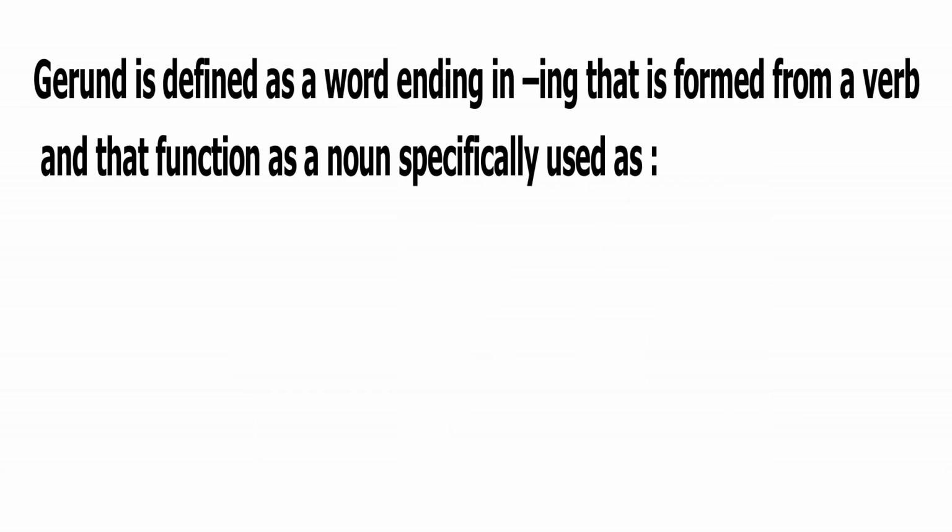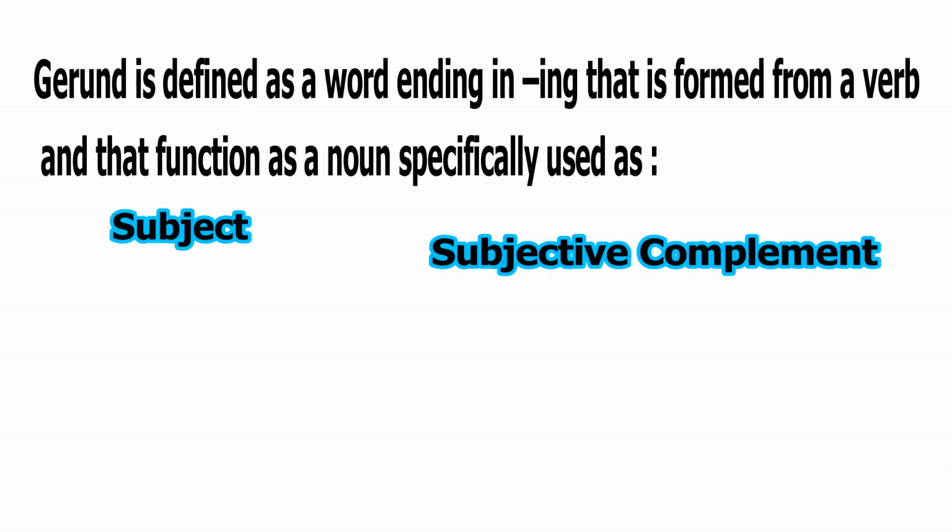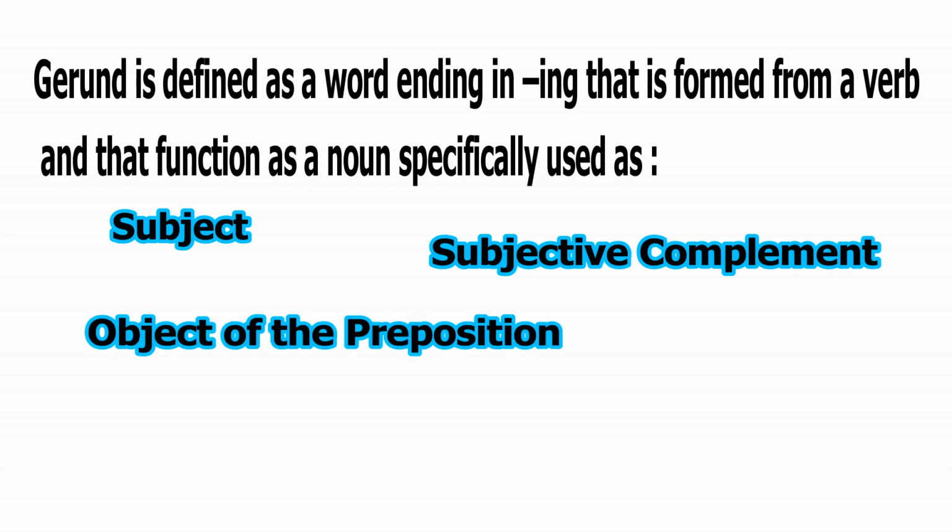What have you noticed about the three sentences that we have? Of course, all of the sentences have gerunds. But what is a gerund? A gerund is defined as a word ending in -ing that is formed from a verb and that functions as a noun, specifically used as a subject, subjective complement, object of the preposition, direct object, and appositive.